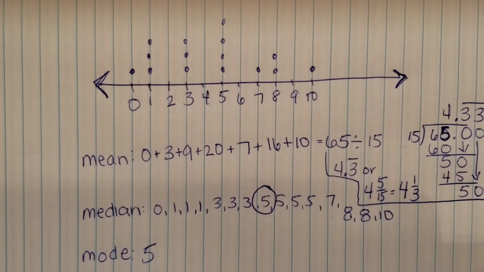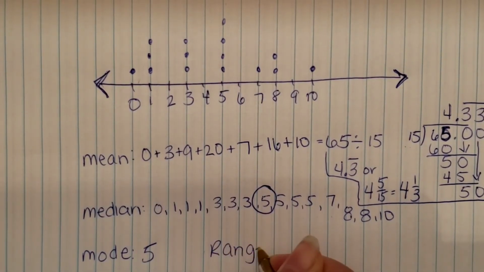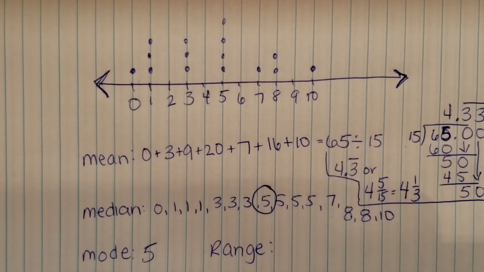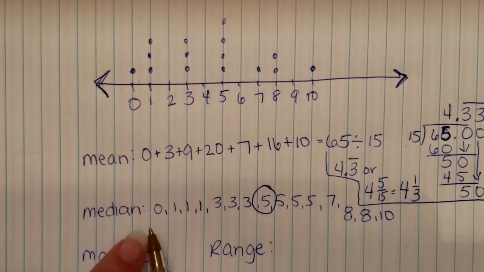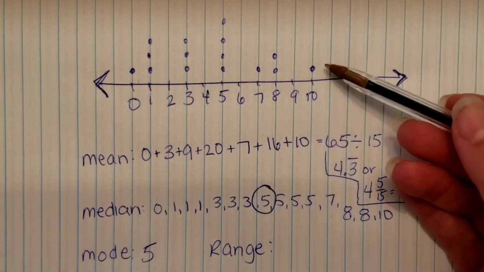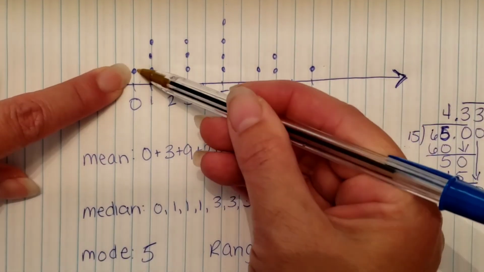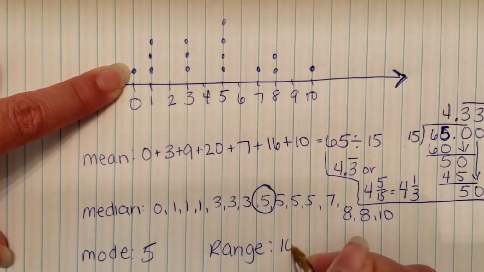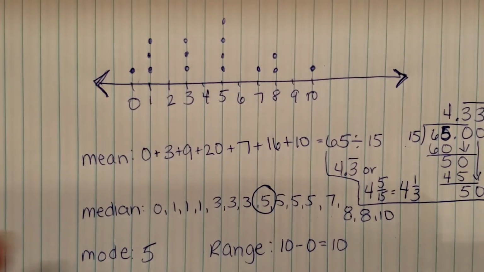And then last but not least is range. Remember, for range, you take your greatest value and your smallest value and you subtract them. So if I look at my data either here with the dots or even down here with my list, my largest number was 10. My smallest number was 0. 10 minus 0 is 10. That means there's a spread of 10 values for my data.